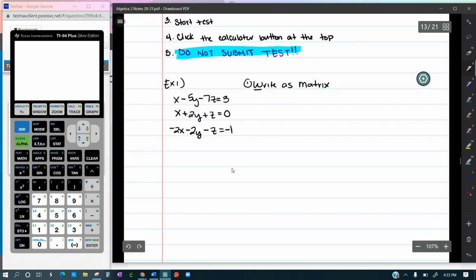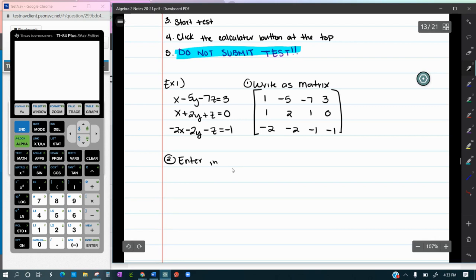When you write as a matrix, remember, make sure everything's in standard form, which we do have all these in standard form, and you're going to use the coefficients. So 1, negative 5, negative 7, 3, 1, 2, 1, 0, negative 2, negative 2, negative 1, negative 1. Okay, so now we need to enter this into the calculator. So to enter the matrix into the calculator, here are your steps.